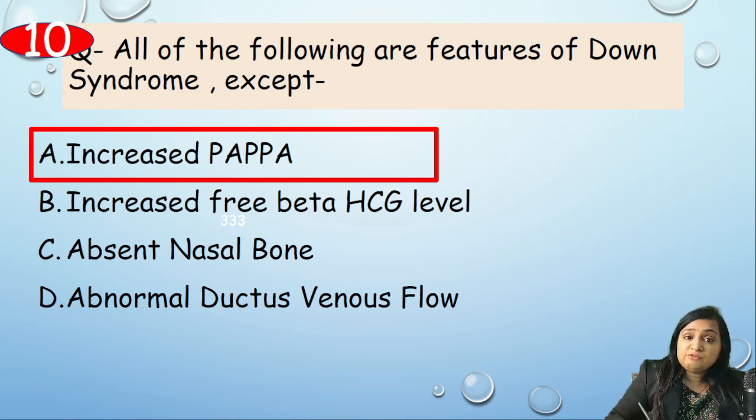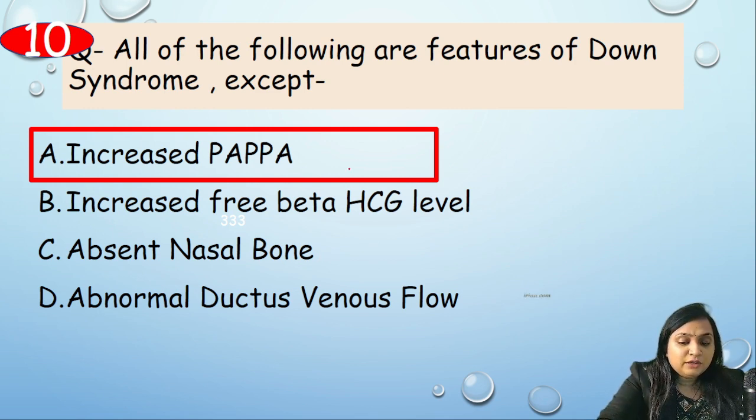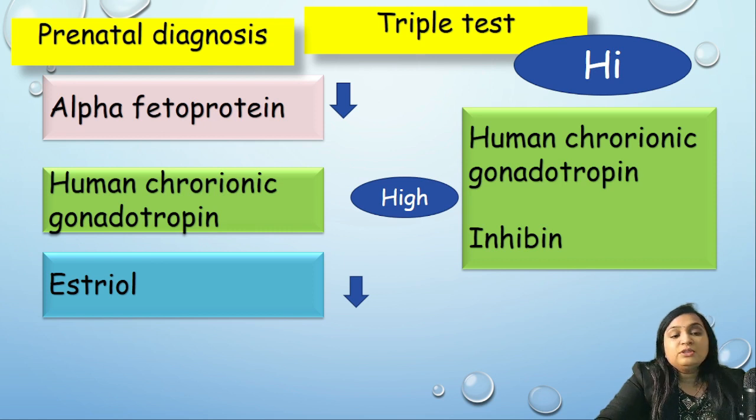Abnormal ductus venosus flow could be a part of congenital heart disease. So it could be seen, and absent nasal bone also could be seen, but this is not a part of Down syndrome. So this is just a repetition of the previous slide: in a prenatal diagnostic test, HCG is on the higher side, inhibin is on the higher side, while papa is on the lower side.